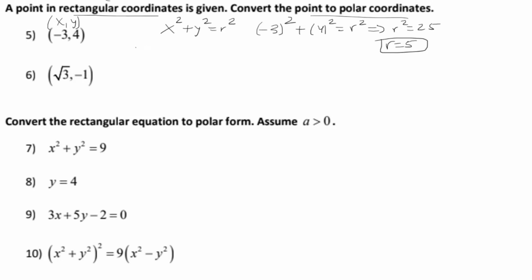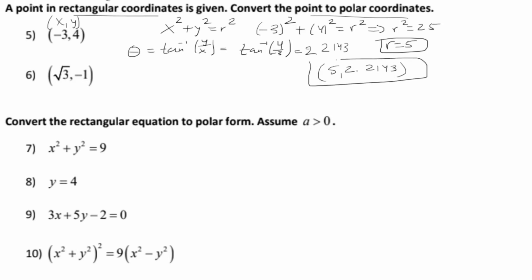Okay. Now for the angle, we want to use this formula. Theta is inverse tangent of y over x. So here y is 4, x is -3. Plug this in, and you get 2.2143 as theta. So your answer is 5, 2.2143. So that's the polar coordinate.